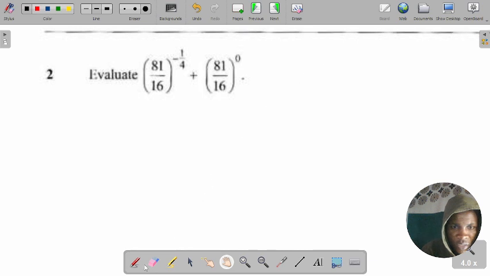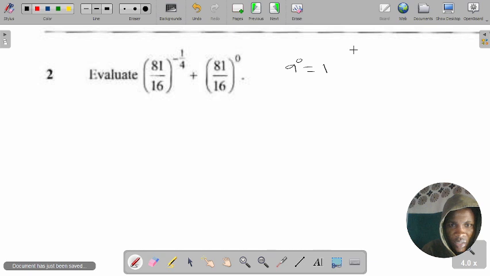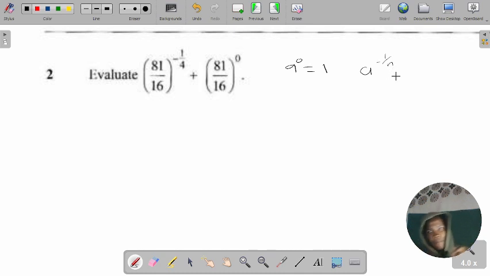Okay, so let's look at the second question. The second question says evaluate (81 over 16) to the power negative 1 over 4 plus (81 over 16) to the power 0. So a to the power 0 is equal to 1, any number to the power 0 is 1. And a to the power negative 1 over n, writing the negative index form to the positive index form, is equal to 1 over a to the power 1 over n.